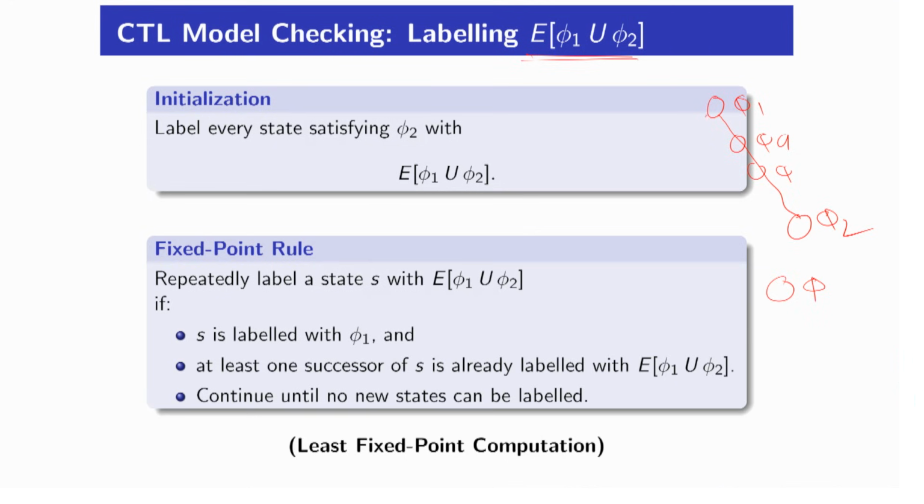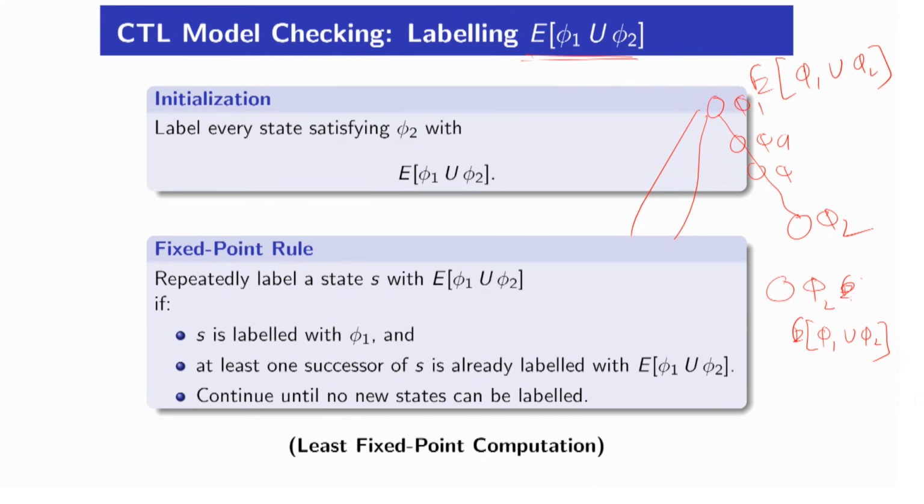So then I will write, there may be multiple paths, but at least one path is happening, then I can write this E phi 1 until phi 2 holds here. Here also, if phi 2 holds in that state, I can also write E phi 1 until phi 2 holds, right? So these are the two scenarios I have to achieve. So what can be my starting point?